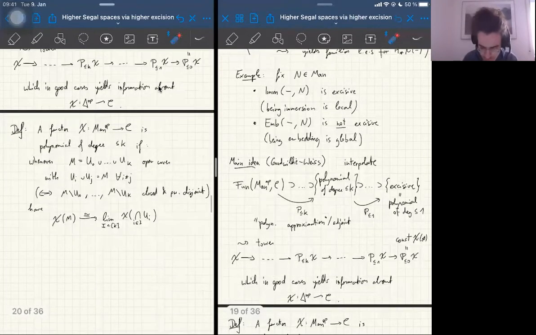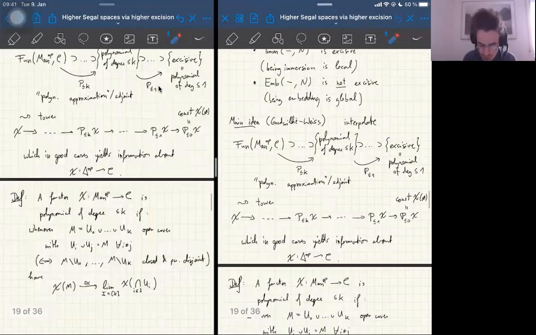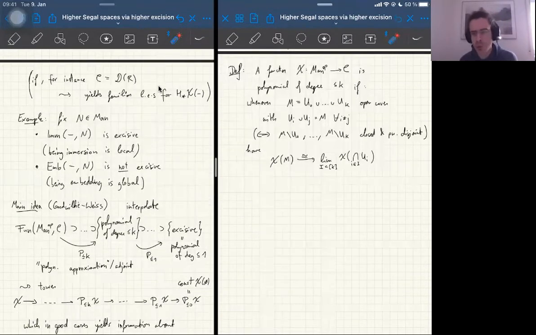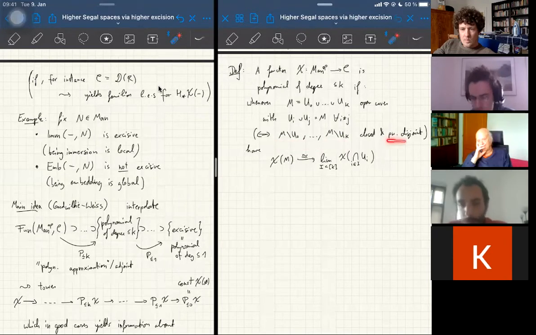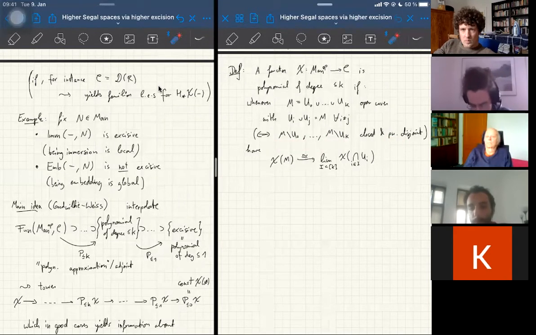I still need to tell you the definition of a polynomial functor of degree smaller equal k. So I already told you what it means for a functor to be excisive. To be polynomial is a similar condition. So if I have a manifold M and I have an open cover by k many pieces, but I don't just want that in total they cover my manifold, every pair of them needs already to cover my manifold. So equivalently, this is saying that their complements are closed and pairwise disjoint sets.